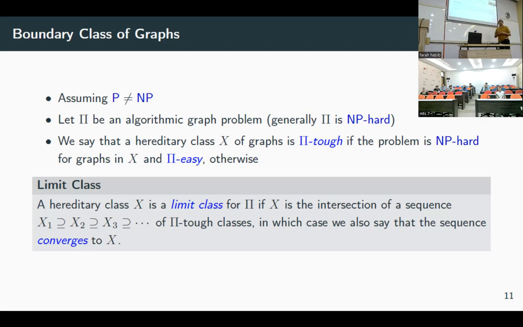So, for example, if I consider the maximum independent set problem, then it is known that the maximum independent set problem is NP-hard for graphs such that the degrees of the graph are at least 3. Okay, so this is an NP-hard problem. So what can we do with this graph?